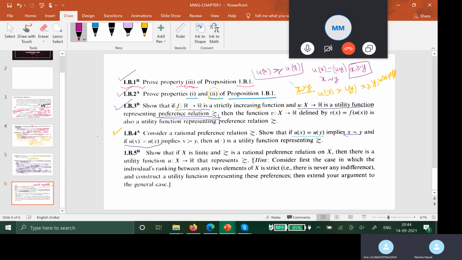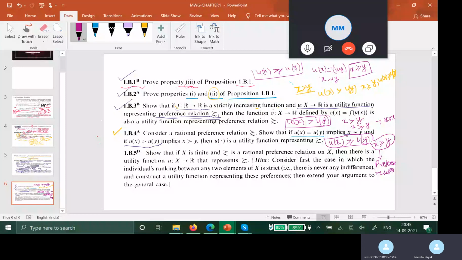But if on the contrary you have u of x greater than u of y, greater than, not equal to, only greater than, that means x will be preferred over y. And if x is preferred over y, that means x is at least as good as y, but not y at least as good as x, correct? Yes, ma'am. So if your utility of x is greater than or equal to utility of y, then you get x is at least as good as y. So if you reach this case, then it is actually representing one preference relation. Do you have any doubts? No, ma'am, not till now.